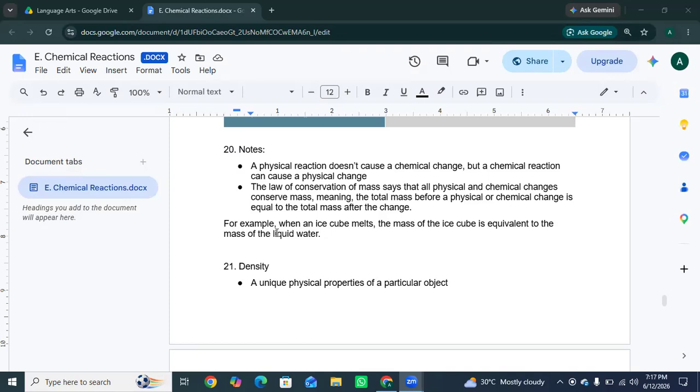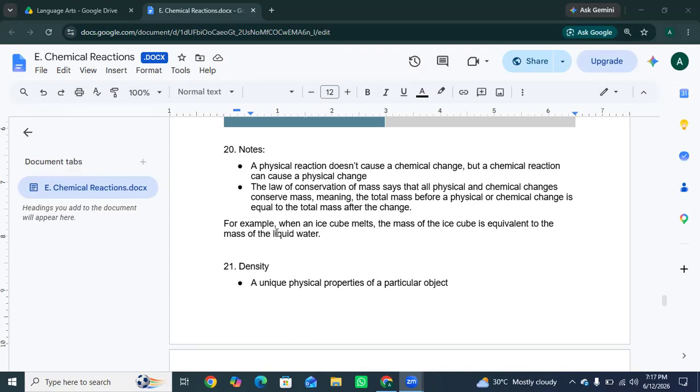Okay, so the second point is the law of conservation of mass. This law states that mass is never created or destroyed. The total weight or mass you start with before a change is exactly the same as the total weight or mass you have after the change. Like if you melt a 10-gram ice cube, you get exactly 10 grams of liquid water. The look changes, but the mass stays the same.